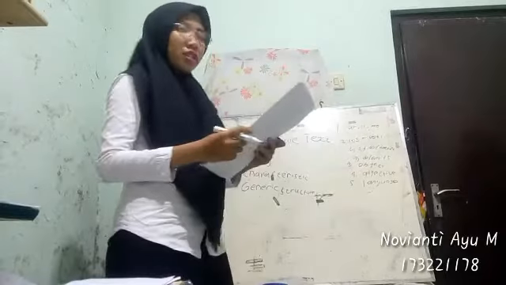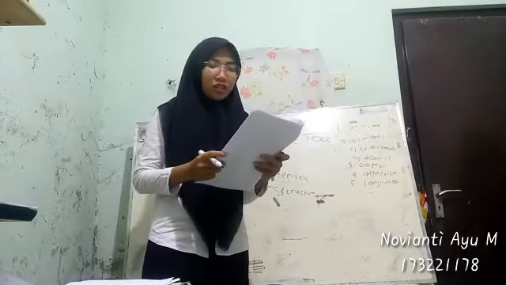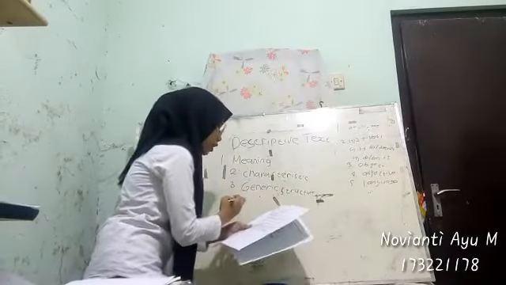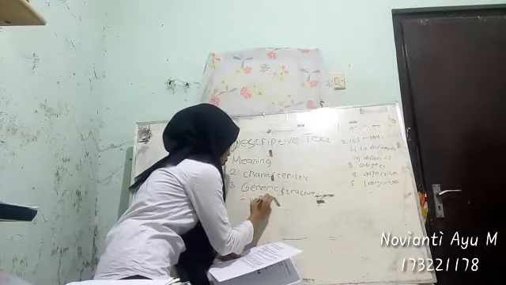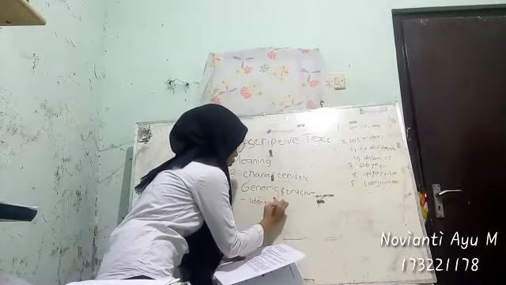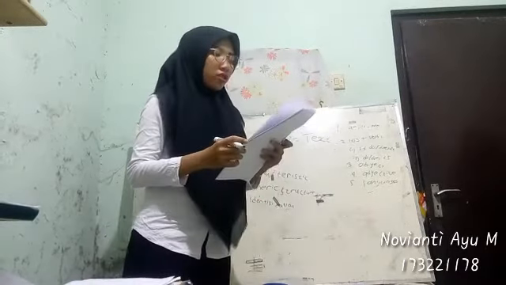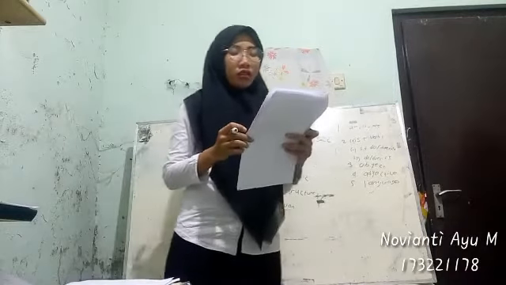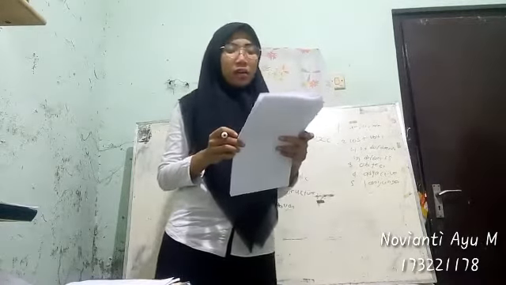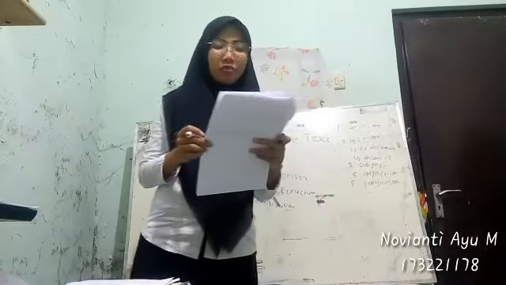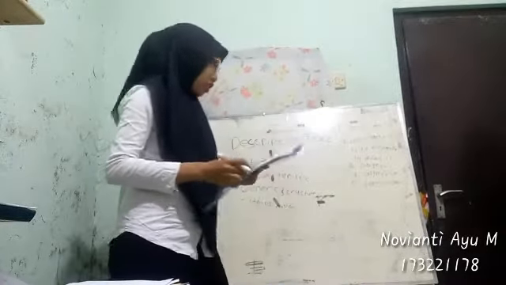Okay, and the next is generic structure of descriptive text. First is identification. Identification contains the identification of something, both living things or inanimate objects that will be described.